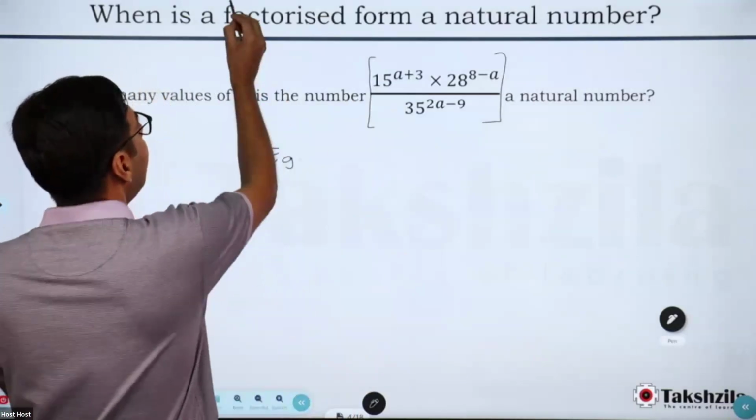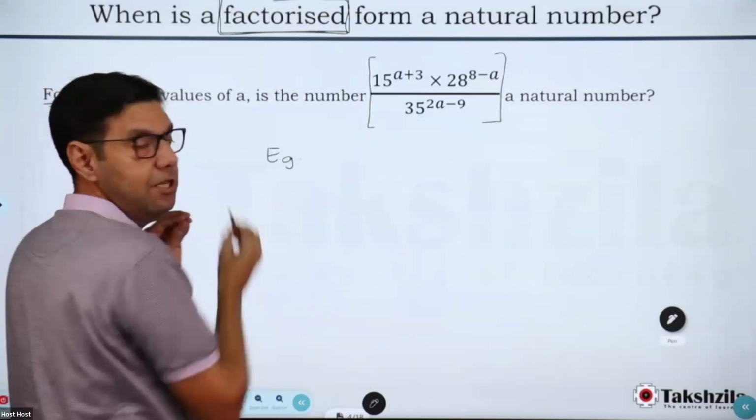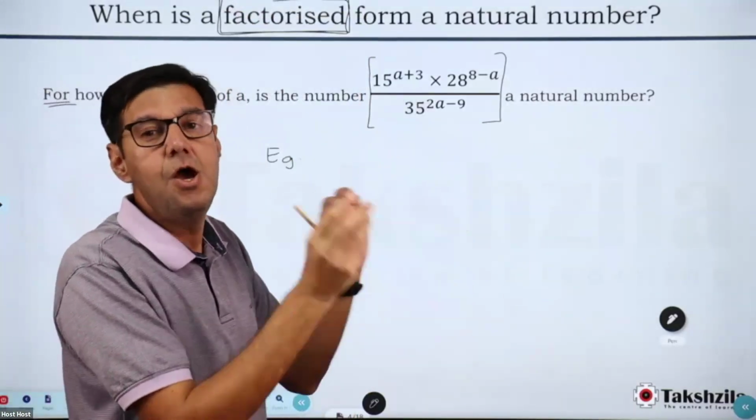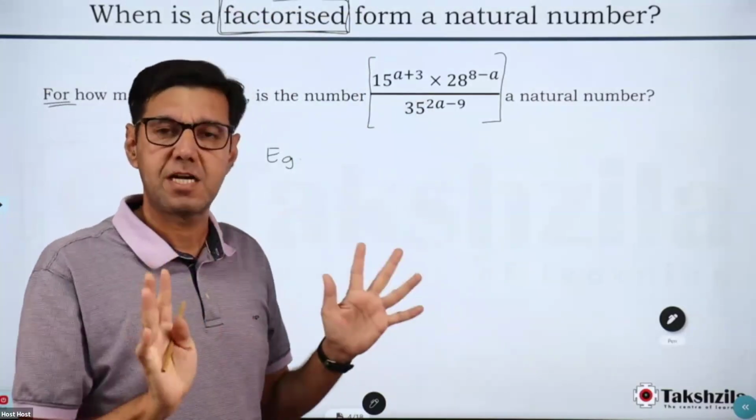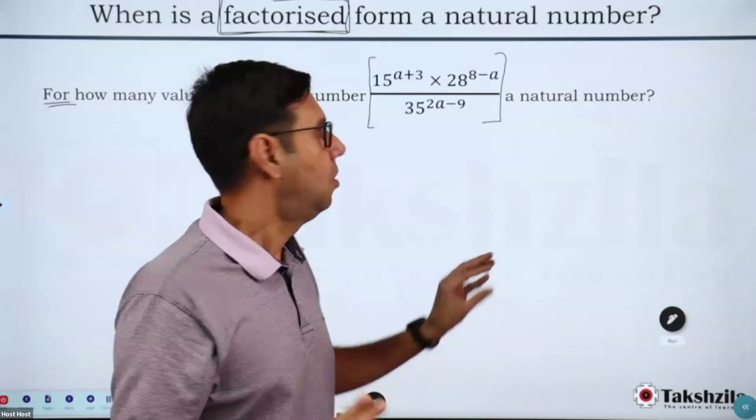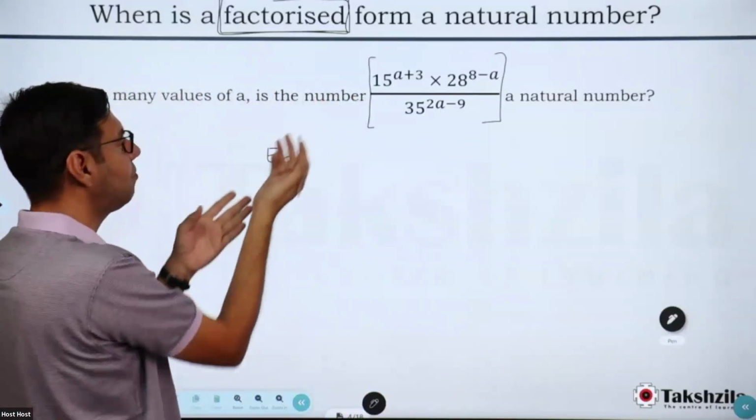And that is the fun bit of factorized form. When you get stuck, when you don't know what you have to do, how do you handle it? You break it up into factorized form. Most probably the way forward will be clear. We'll do that later, but first let's understand the question. Many times people don't even understand.